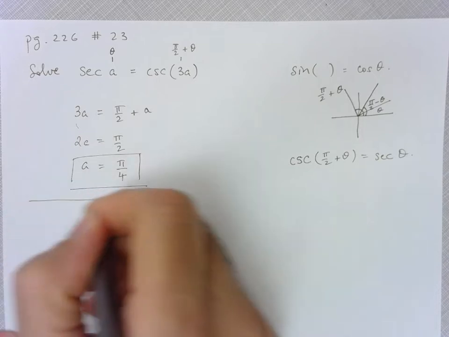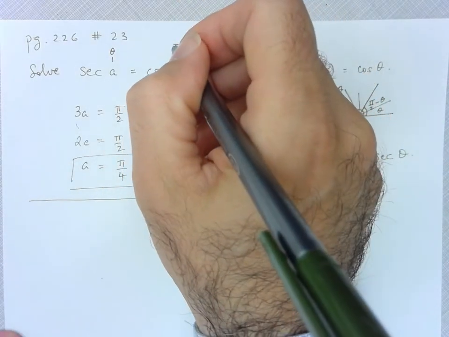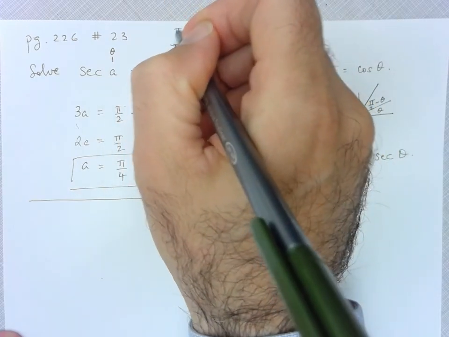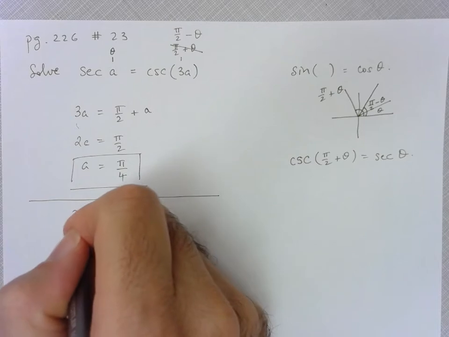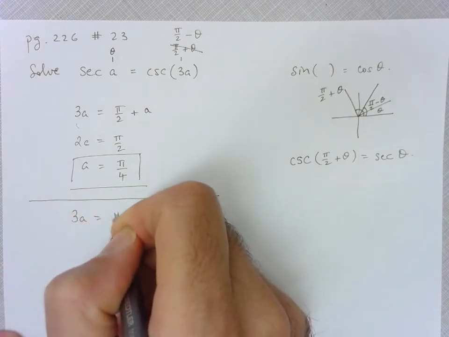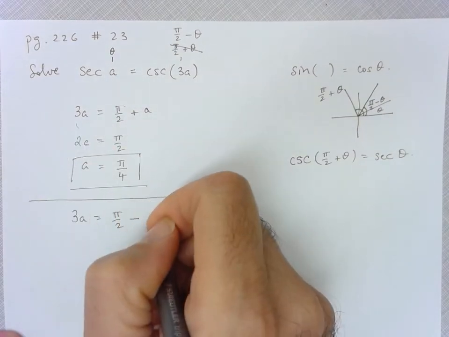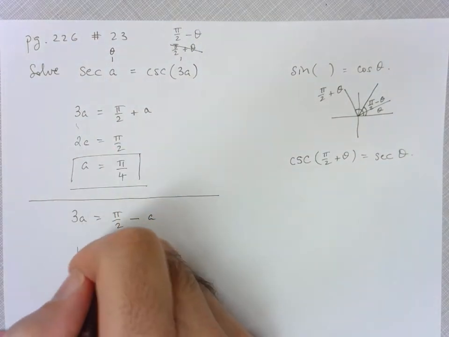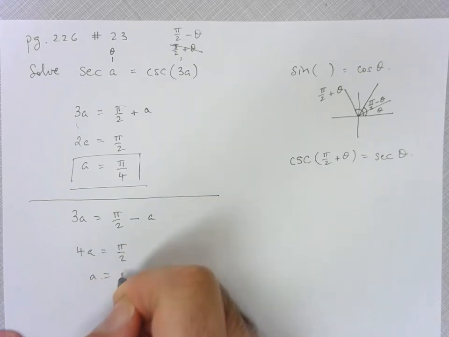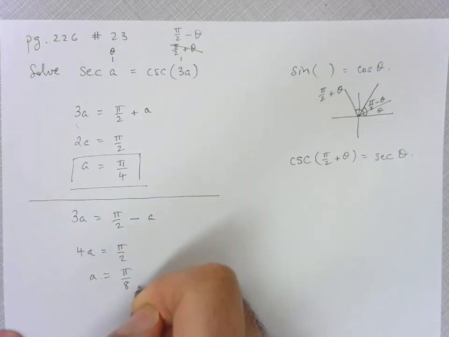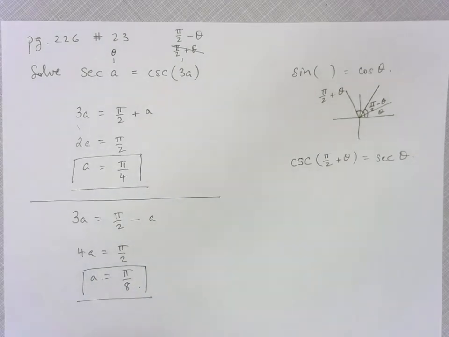Just to show you that we can do it for another one, let's work now with, instead of pi over 2 plus theta, we know we can work with pi over 2 minus theta. And so here 3a needs to be equal to pi over 2 minus theta, which in this case is my angle a. And again, I just solve. This becomes 4a equals pi over 2. So a is just pi over 8. So there's another possible solution.